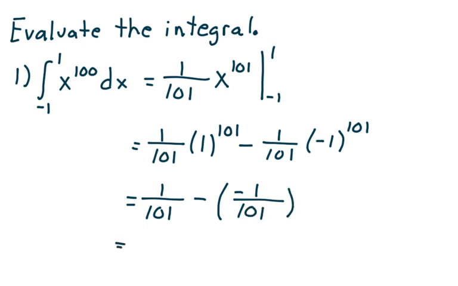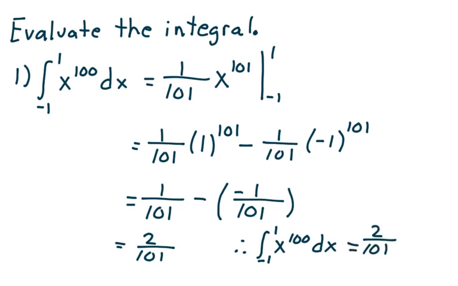And so when you subtract a negative, you add. So 1 over 101 plus 1 over 101 is 2 over 101. And so therefore, the integral from -1 to 1 of x to the 100 dx is equal to 2 over 101. And that's the answer to example 1. Let's take a look at example 2.